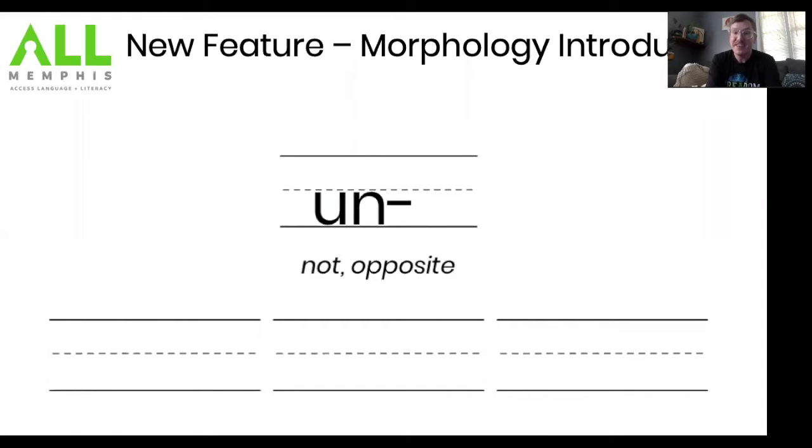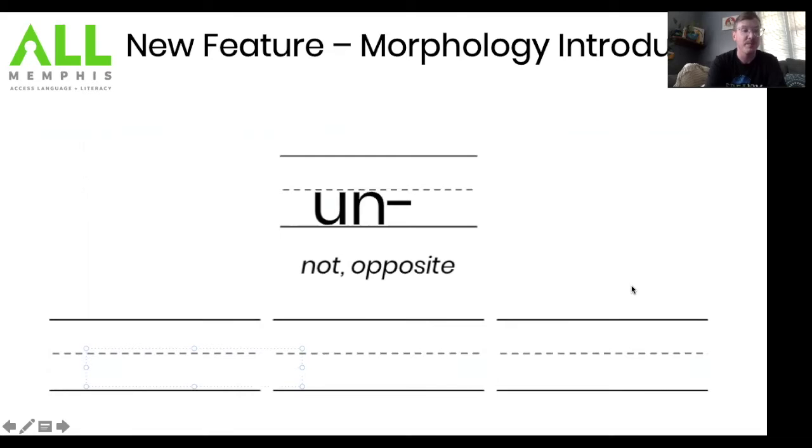All right, this is the prefix un. What prefix? That's right, un. Un means not or opposite. What does it mean? That's right, not or opposite. This is spelled UN. How is it spelled? That's right, UN. UN says un. What does it say? That's right, un. And what does it mean? Very good, not or opposite.